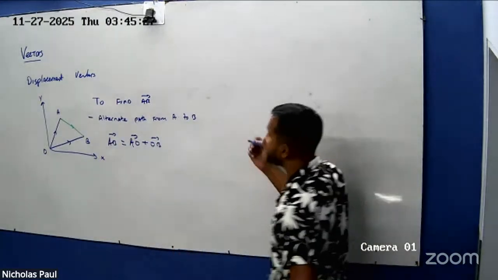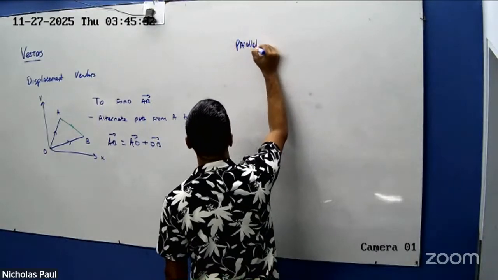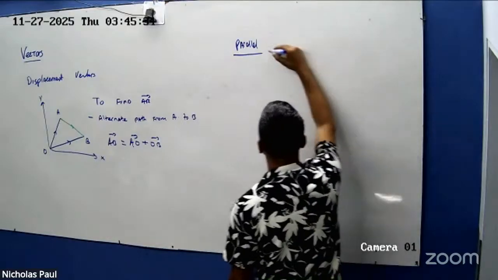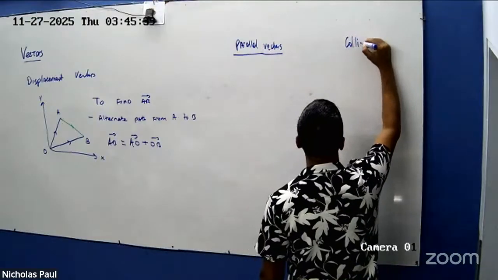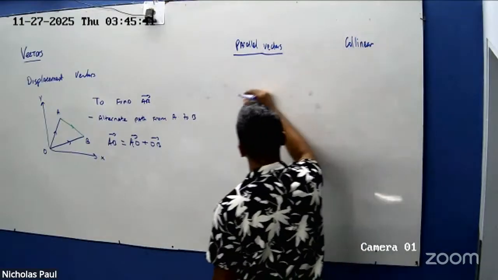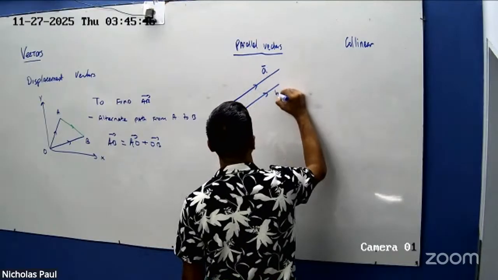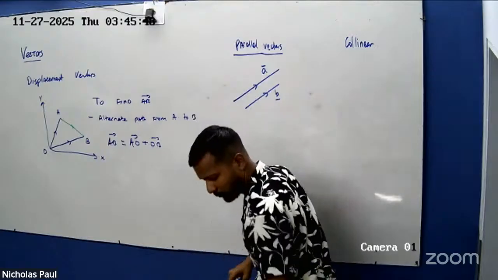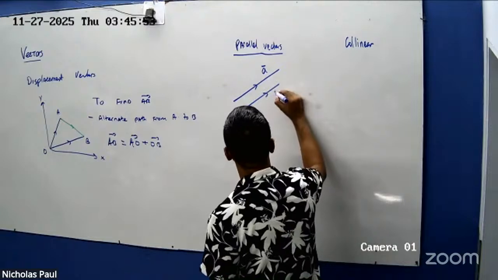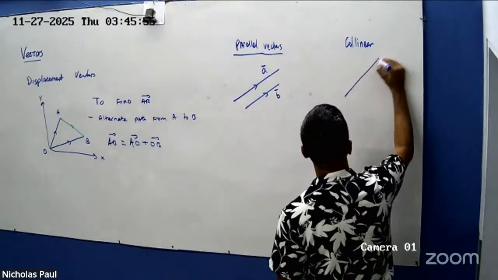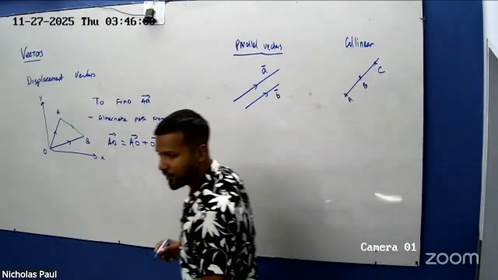Next thing that we need to know about vectors is if vectors are parallel, and then collinear. Copy down that, and then let's look at parallel and collinear.